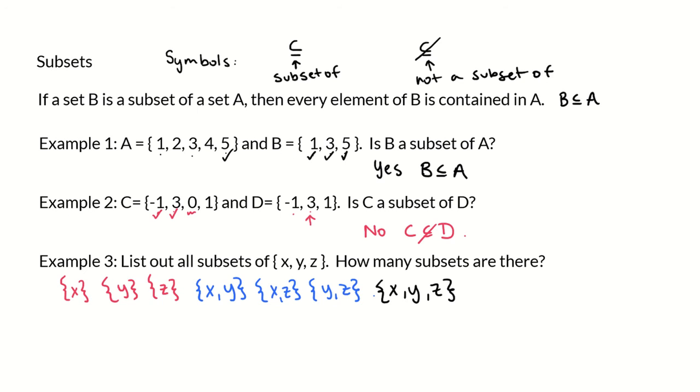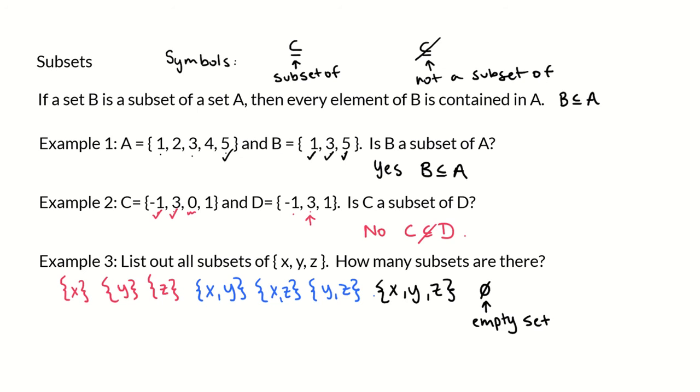This appears to be all the subsets, except there is actually one more. That set is called the empty set. So the empty set is the set containing no elements. So it does not contain X, Y, and Z, but it is considered a subset of {X, Y, Z}. So the empty set, the set with no elements.